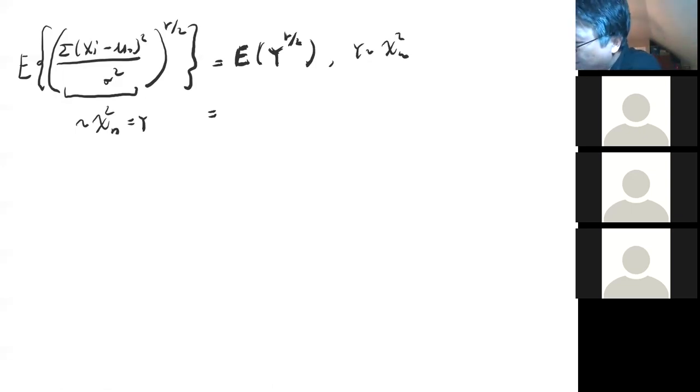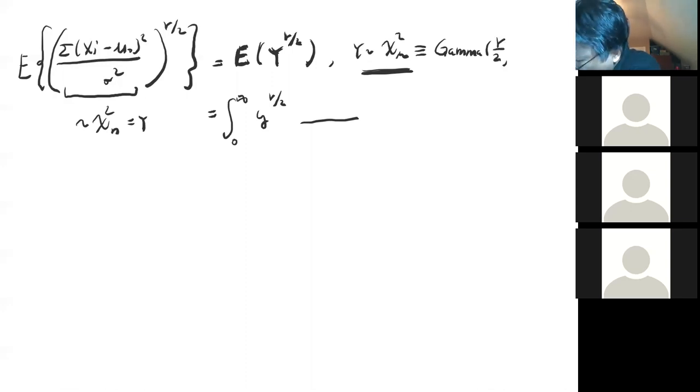If y follows chi-square n, it's actually straightforward, right? You're just integrating from 0 to infinity y with gamma divided by 2 times the PDF of chi-square n. So chi-square n is a gamma distribution. Alpha, beta, alpha is n divided by 2, not gamma divided by 2, and beta is 2, right? Alpha, beta, I think so.